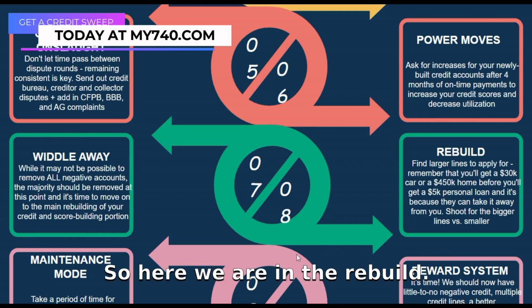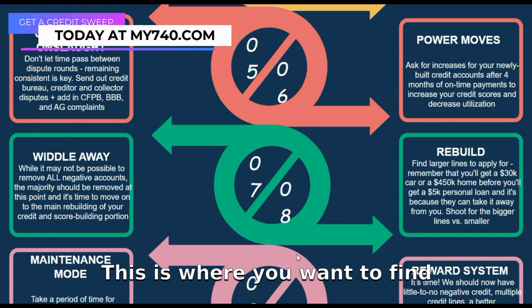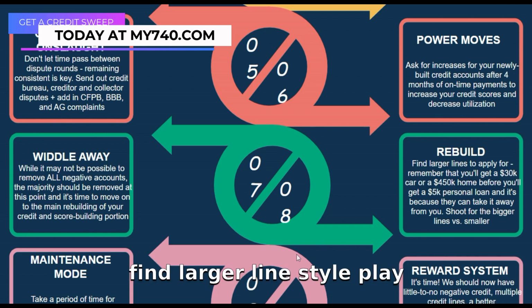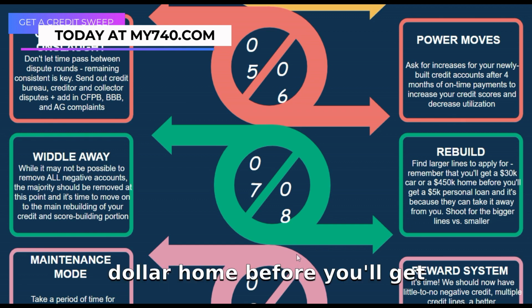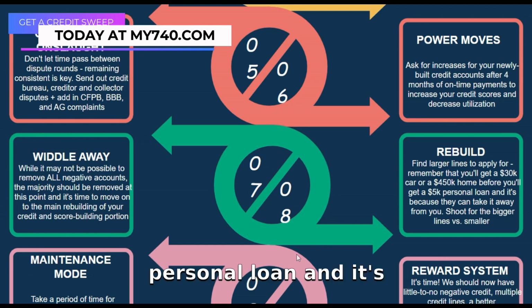So here we are in the rebuild. This is where you want to find larger lines, not a bunch of smaller ones, but find larger lines to apply for. And remember, this is totally true, and you're going to see this when I come out with my journey series. Remember that you'll get a $30,000 car or a $450,000 home before you'll get a $5,000 personal loan. And it's because they can take it away from you. Shoot for the bigger lines versus smaller, okay?